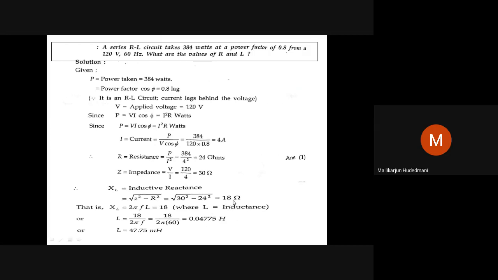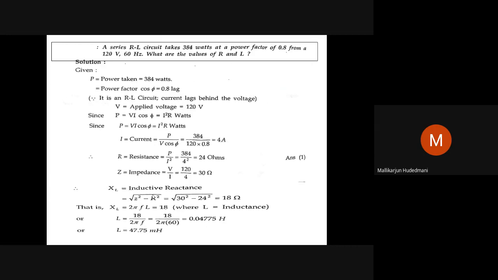So this is not the actual value of your L. L is separate. This is inductive reactance. Therefore, XL has the equation 2 pi FL. So L you have to make the subject of the equation. Therefore, it is 18 divided by 2 pi into 60. 60 hertz is the frequency here. That will make you 47.75 millihenry. It's a very simple problem, worth 6 marks minimum for this work.